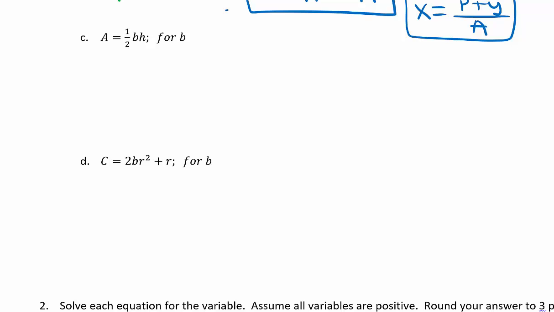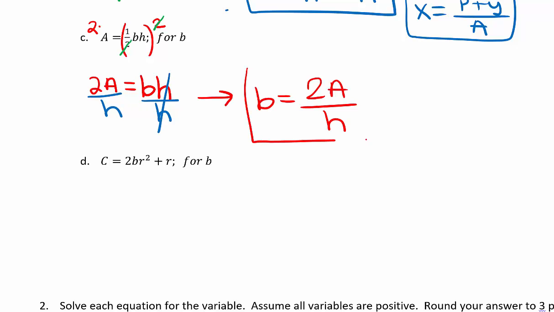Now, if I have a problem with a fraction in it, the very first thing I'm going to do is try to get rid of that fraction. 1/2 is the same thing as dividing by 2. To get rid of a 1/2, we can multiply both sides by 2. That gives me 2a, and then on the right-hand side, the 1/2 times 2, those 2's cancel out. Or in other words, 1/2 times 2 is 1. So I'm left with 2a equals b times h. To finish, if we're solving for b, I have to get rid of the h. I'm going to do that by dividing both sides by h. And then my final answer would be b equals 2a divided by h.